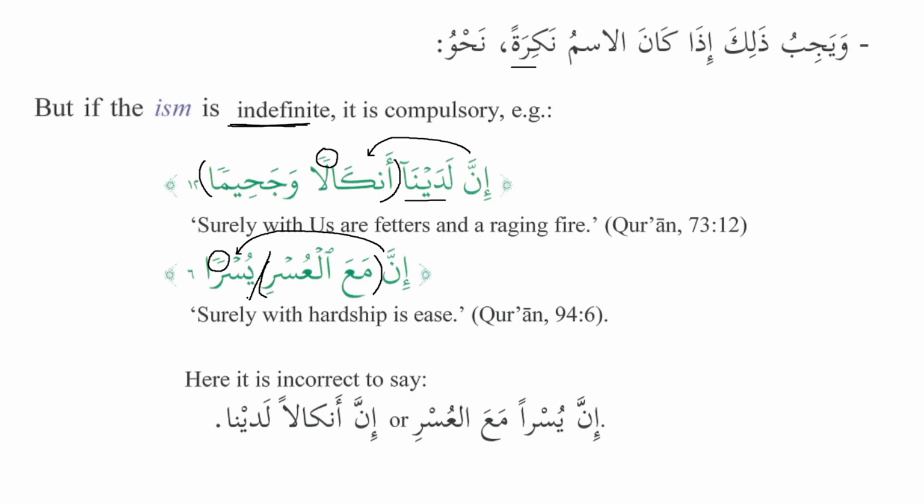If you remember the example in book 2, fi qulubihim maradun. So we see over there, whenever ismu inna is a common noun, it has to come in the end, or after khabar. It cannot come before khabar. Here it is incorrect to say inna yusran ma'al usri or inna ankalan ladayna. It's not possible. So whenever ismu inna is a common noun, it has to come after jar majroor, or after dharf plus mudaf ilayh. Is this clear?